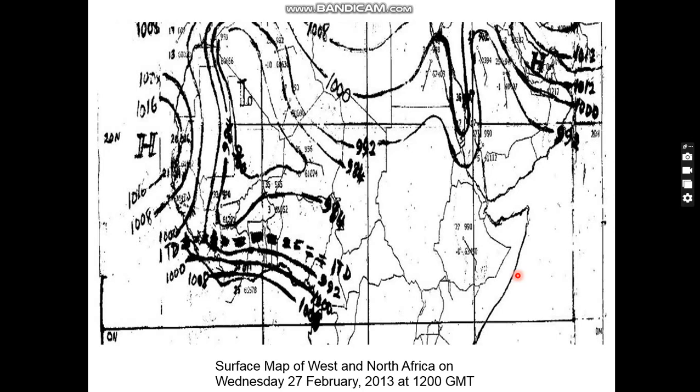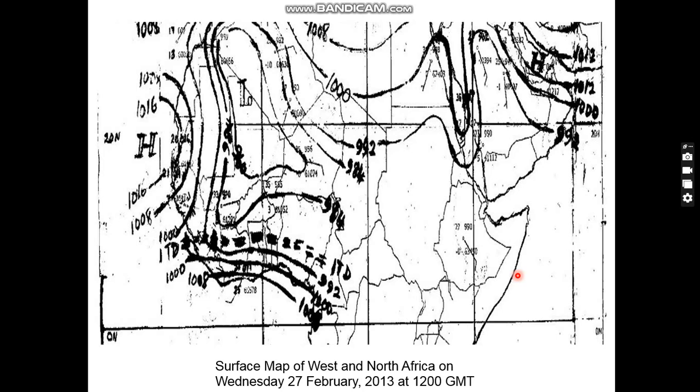Now looking at this, it is already an analyzed map of West and North Africa. That is isobaric analysis of pressure. Before the analysis began, we had to identify or indicate the ITD, that is the intertropical discontinuity over West Africa.